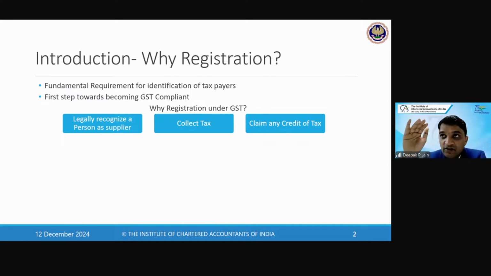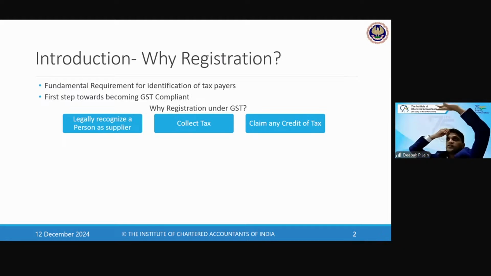The law itself, in those six conditions, has not mentioned it, but in the opening paragraph, in the first line of the law itself, they have said that any person who is registered under this Act can claim the credit, which means registration is mandatory. So why do we do registration? Let us recapitulate three things. One is to legally recognize a person as a supplier; for that, you have to take registration. Second, if you are registered, then you can collect taxes from a customer. Third, you can claim any input tax credit on the purchases, on the expenses you incur.